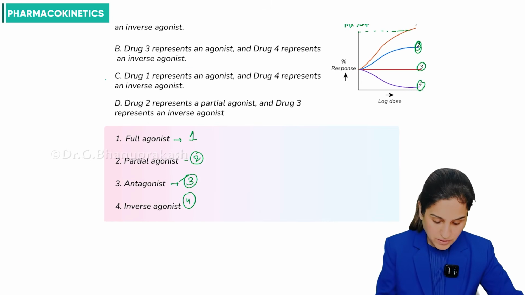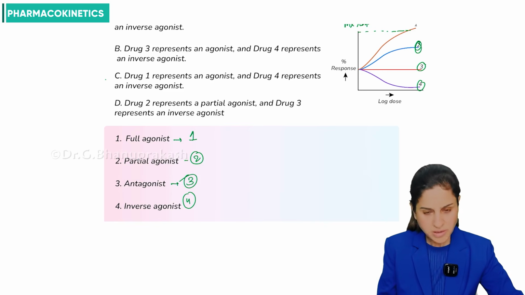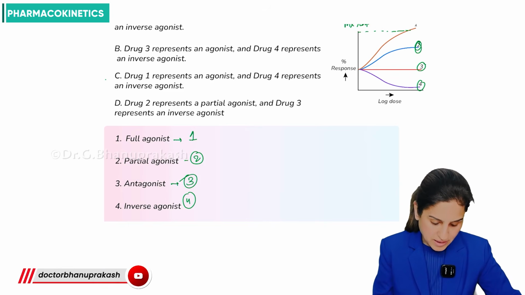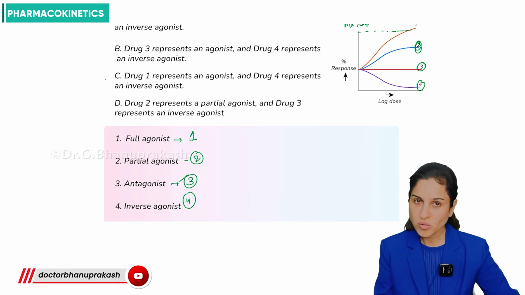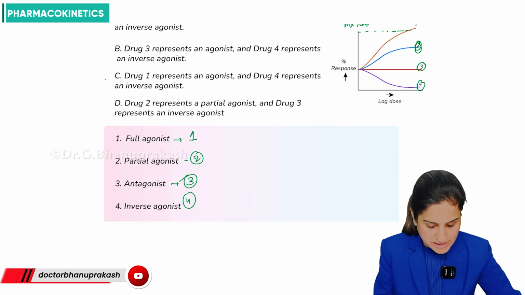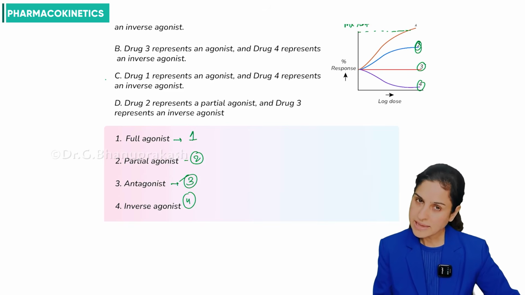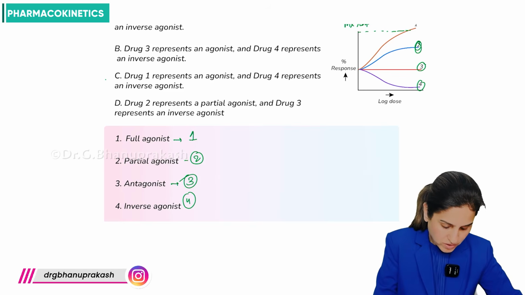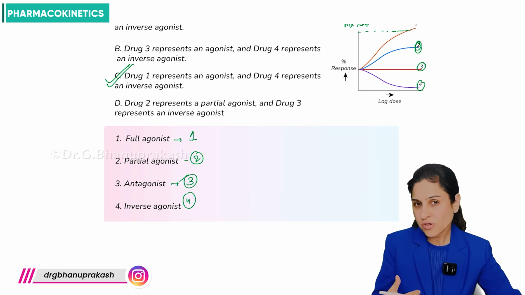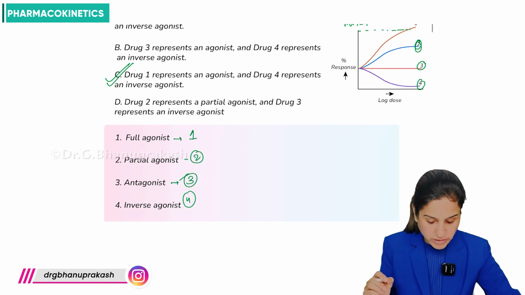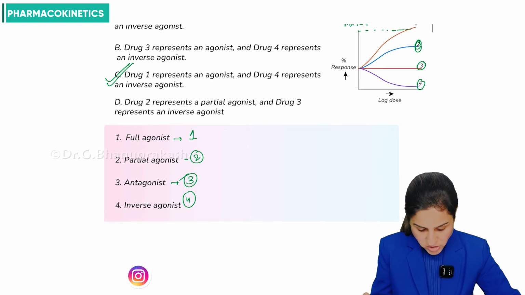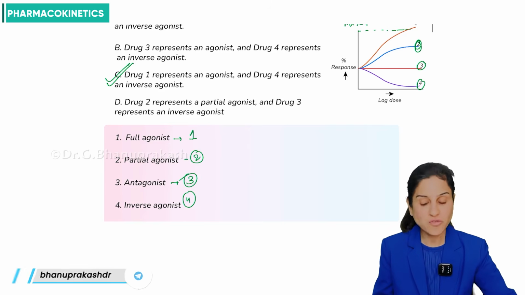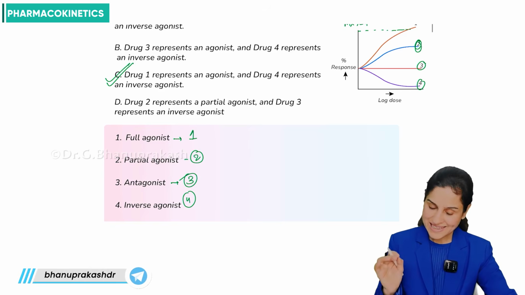So if you see the first one, drug 1 represents an agonist, yes. Drug 2, inverse agonist, no. So this is not the correct answer. B: drug 3 represents an agonist, no. It represents an antagonist, so again it is wrong. C: drug 1 represents an agonist, yes. And drug 4 represents an inverse agonist, absolutely correct. So this seems to be the correct answer, but still let's go on to the fourth option as well. Drug 2 represents a partial agonist, yes, and drug 3 represents an inverse agonist. Here it is wrong because drug 3 is an antagonist. So therefore, option number 3 is correct here.